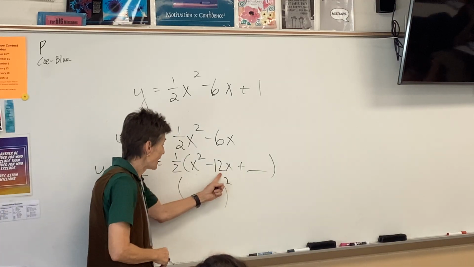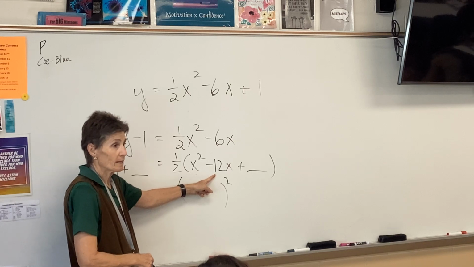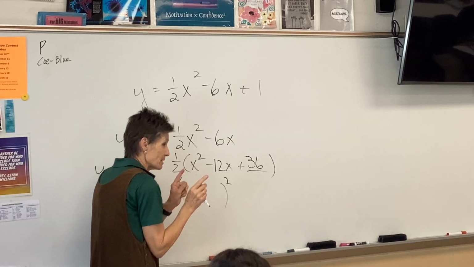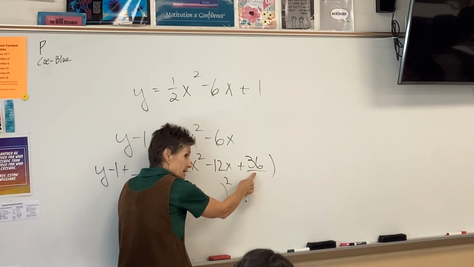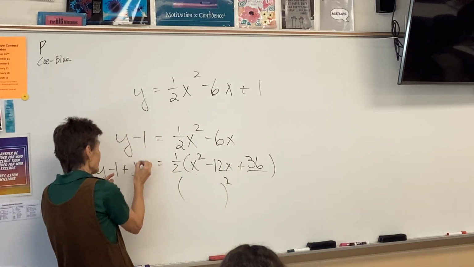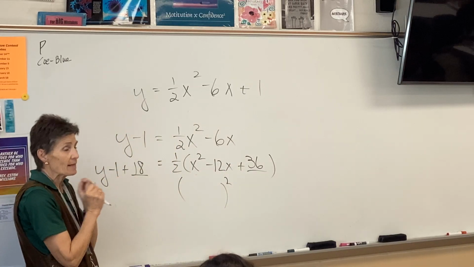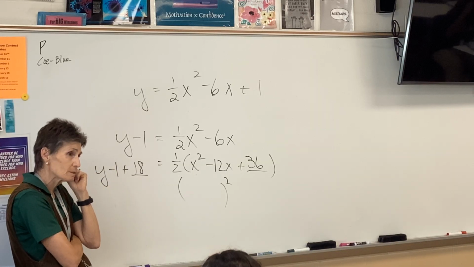So what am I going to be adding? 1/2 of 12 squared, 36. But I didn't really add 36. I wrote 36, but I really only added 18. That's the gotcha. That's going to get a lot of people. You got to really be on your toes.